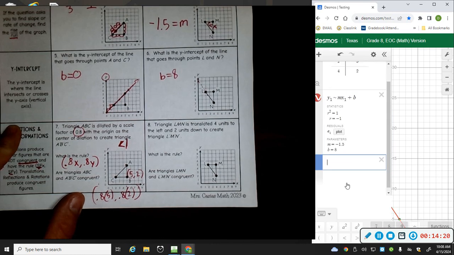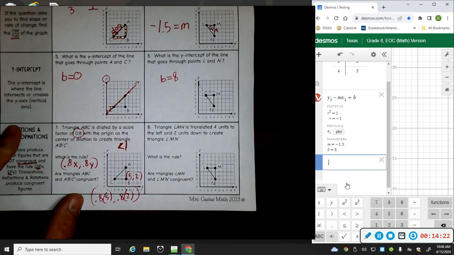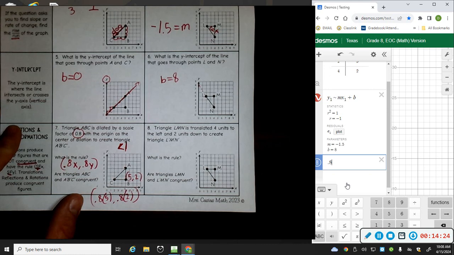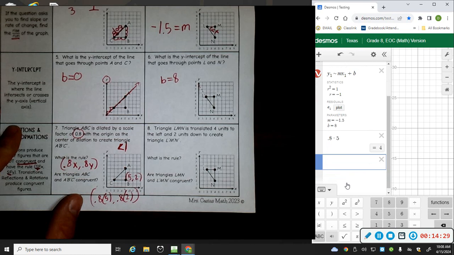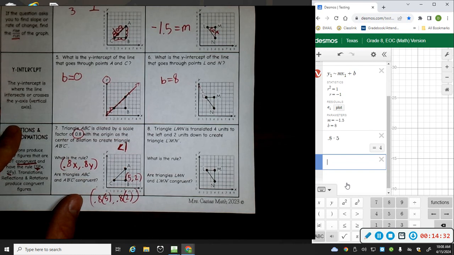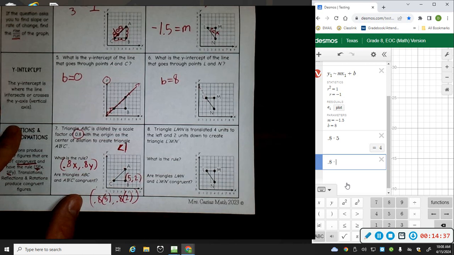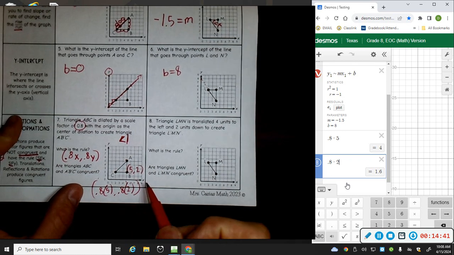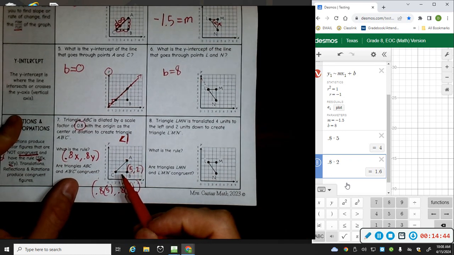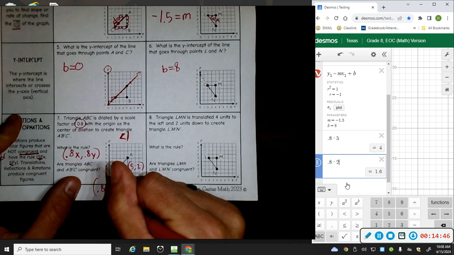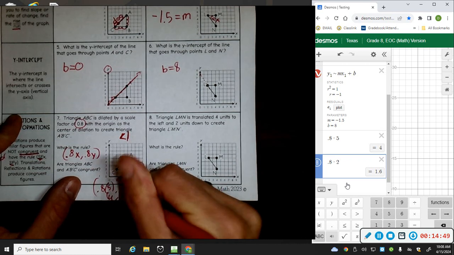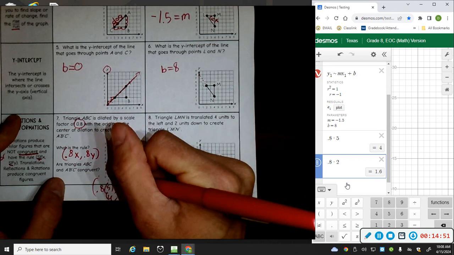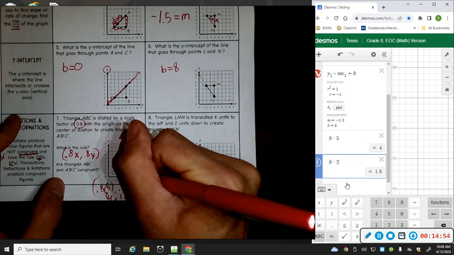Let's pull up the calculator real quick. 0.8 times 5 and 0.8 times 2. Put it in the calculator. There we go. So you can see, yes, the point did shrink. So we're at 4 and 1.6, comma 1.6. It's our new value. That would be located at 4, 1.6, about here.